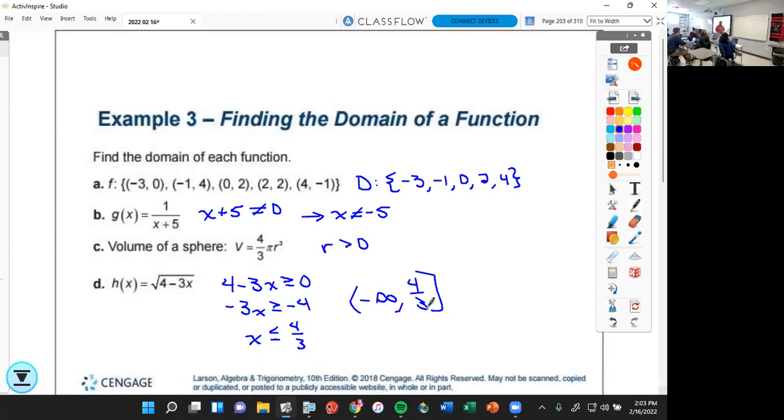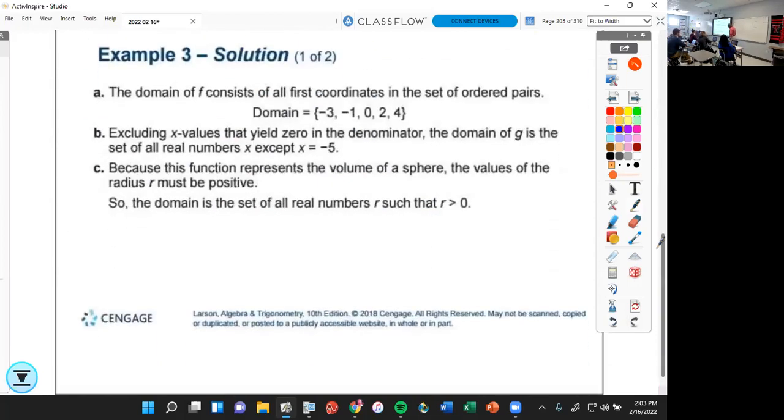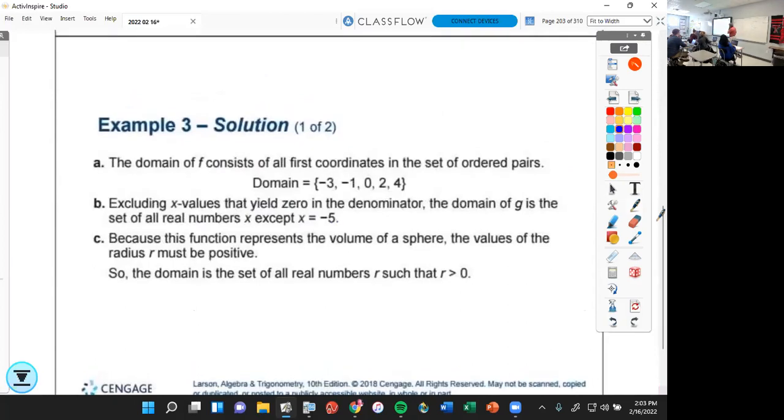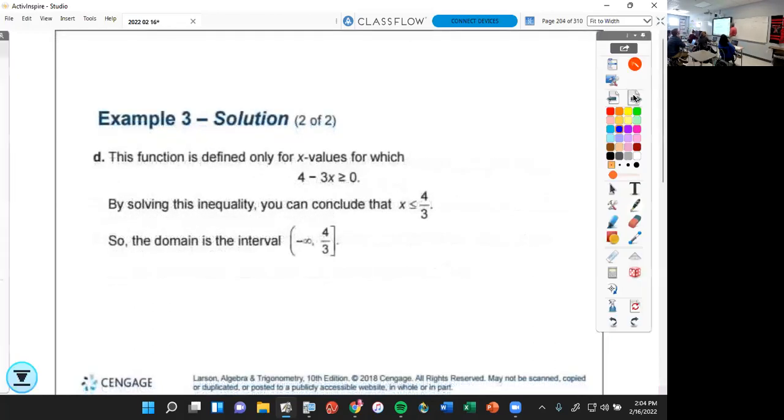So always pay attention to how they want the answer given. If they want interval notation, make sure it's in interval notation, whatever they ask for. Okay, next slide has all the answers. Part A, we got the domain right. Part B, we said it can't be -5. Part C, we determined that the radius had to be greater than 0. Part D, we said that x has to be less than or equal to 4/3. So in interval notation, we have negative infinity to 4/3 bracket.